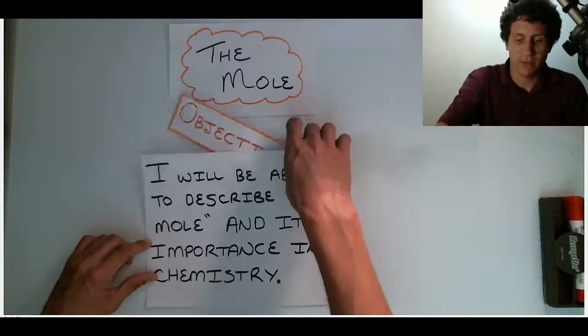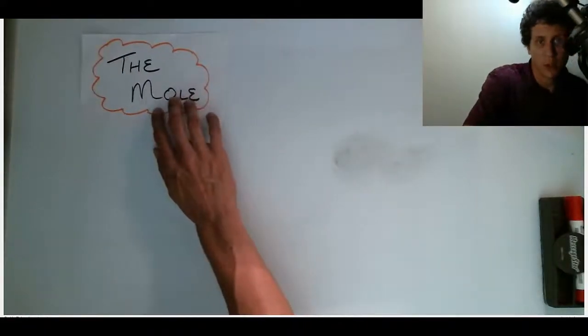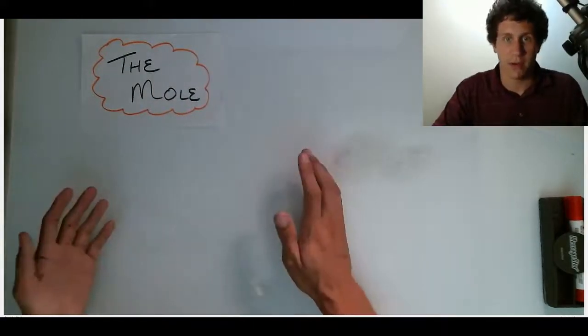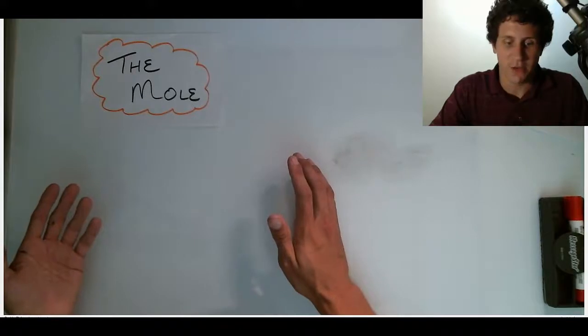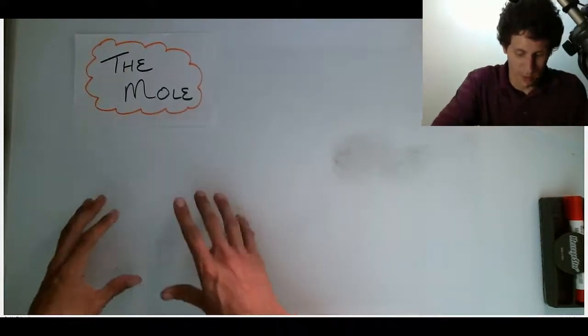So first off, to understand what a mole is, it's really just a grouping. Most people, when they think of a mole, are thinking of the fuzzy critter that runs around under the ground, or the big hairy thing on Robert De Niro's face. But in chemistry, the mole is just a group.